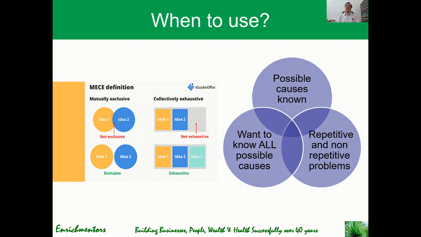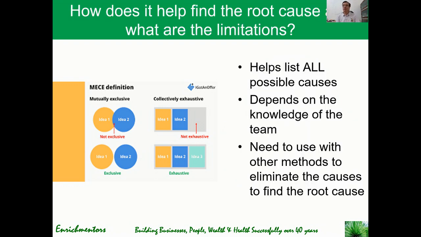How does it help you find root causes? This helps you list all possible causes. Imagine you want to know what are the possible causes of aircraft failure. Now you can't leave anything to chance there, can you? So you will use A, B, C, E there. And it depends on the knowledge of the team. It's very dependent on the knowledge of the team. If the team is not knowledgeable, you won't be able to find all possible causes. And as we mentioned, you need to use other methodologies to eliminate the causes to find the root cause of a problem when it is occurring.